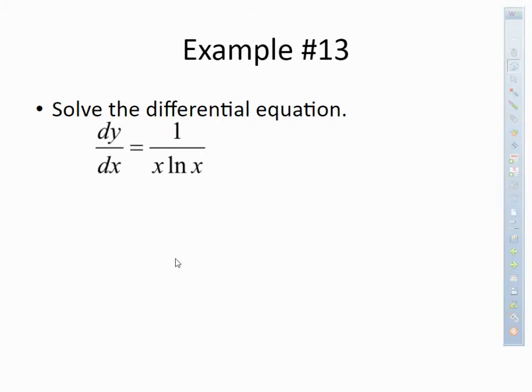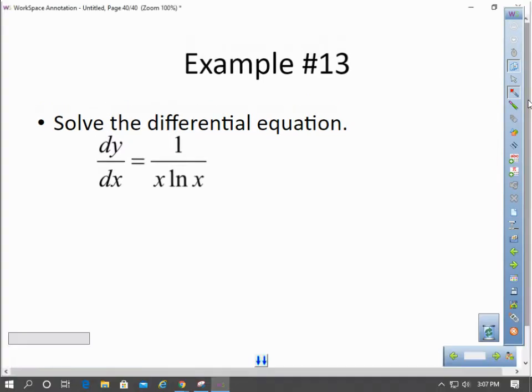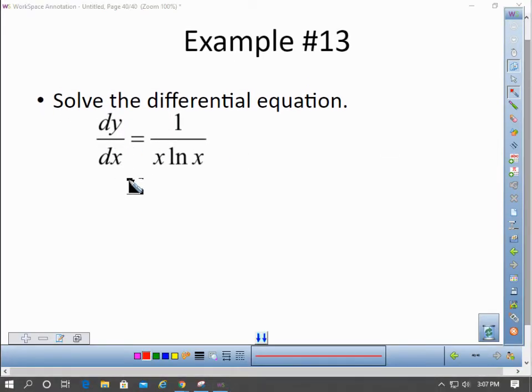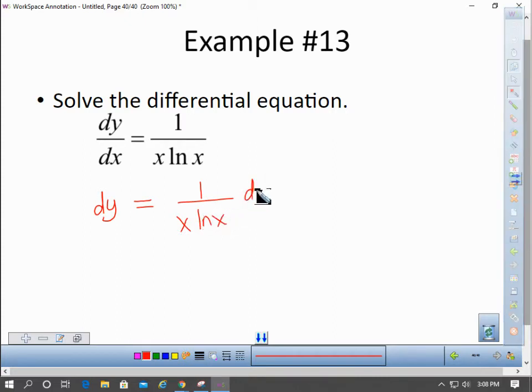All right, number 13, solve the differential equation. So we're going to solve this equation. You know the process of how to solve a differential equation. We need to multiply the dx over here. We've done this before. So I have 1 over x ln of x dx. So you multiply your dx over, and then we're going to integrate on both sides. The antiderivative, this is a 1 right here, so the antiderivative of 1 in terms of y is going to be y. And then on this side, we need to do a little bit of work.